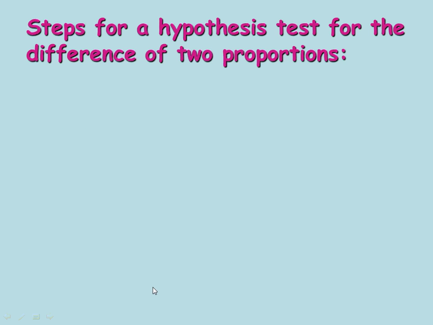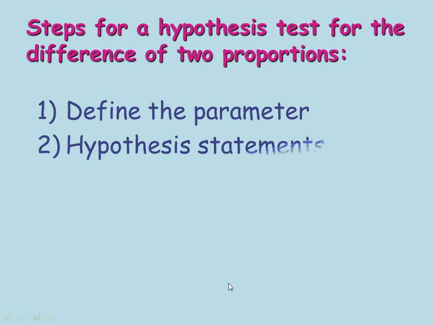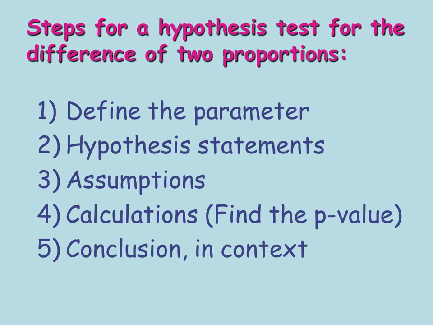Okay, so now that was if we were looking for our confidence interval. The other parts of this chapter talk about hypothesis tests. So let's go through that. The steps for a hypothesis test for the difference of two proportions is we define our parameter. You go through your hypothesis statements, your H sub O and H sub A. You have to go through your assumptions. You're going to do your calculations and find the p-value. You come up with your conclusion in the context of the problem. So again, it's similar to what we just were doing in chapters 19, 20, and 21.